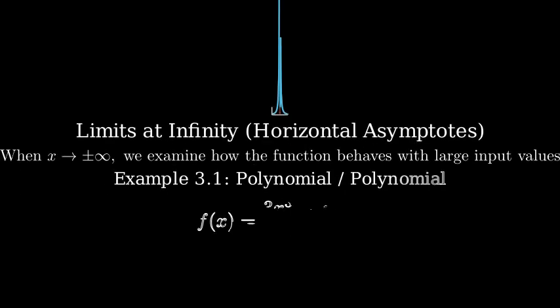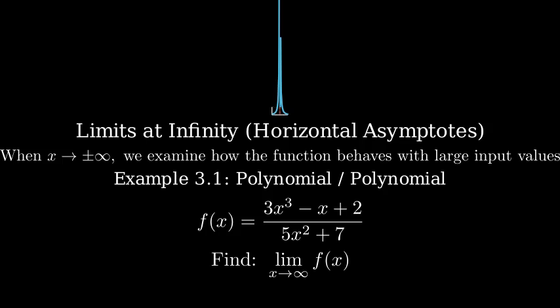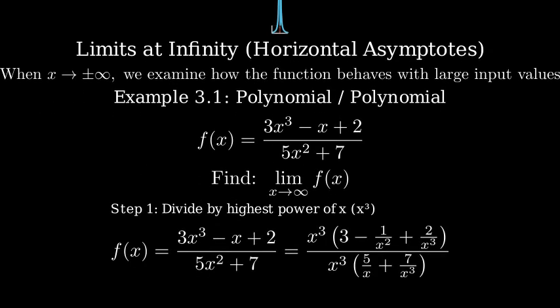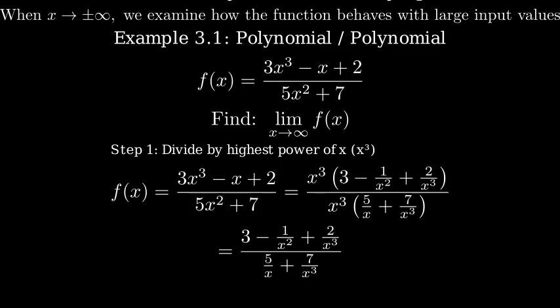The limit of the fraction 3x cubed minus x plus 2 divided by 5x squared plus 7 as x approaches infinity. Step 1. Divide both numerator and denominator by the highest power of x. In this case, the highest power in the numerator is x cubed, so we divide everything by x cubed. This gives us 3 minus 1 over x squared plus 2 over x cubed in the numerator, divided by 5 over x plus 7 over x cubed in the denominator.